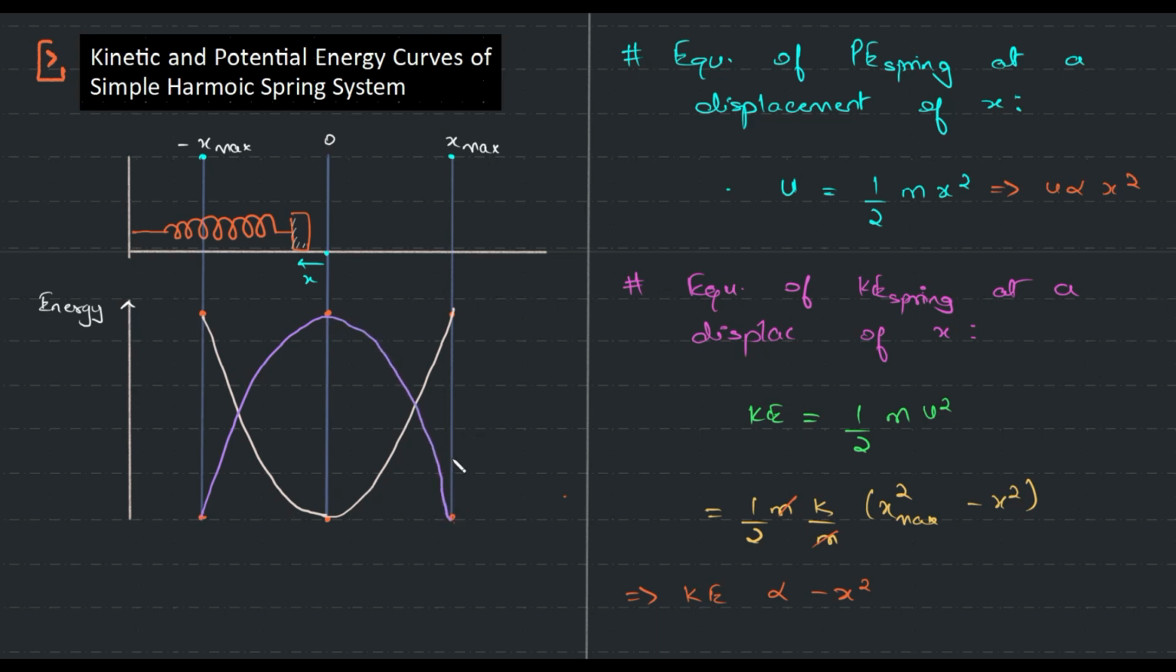So this is maximum, right? This is kinetic energy. And this is your potential energy. While the mechanical energy will remain constant. So this is your mechanical energy. As simple as that. Okay, does it make sense?